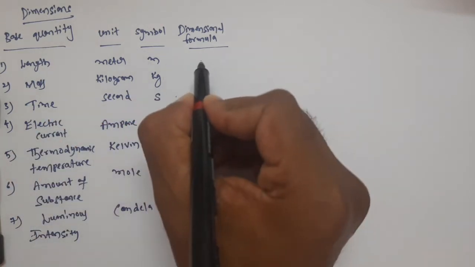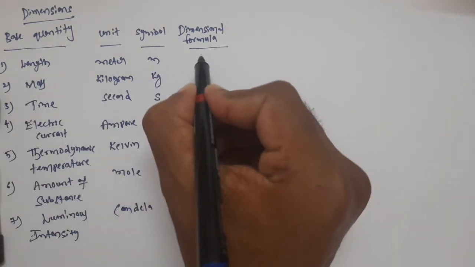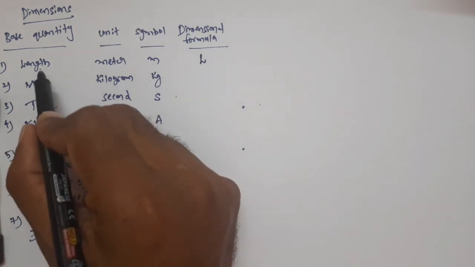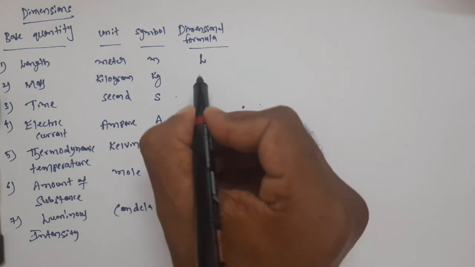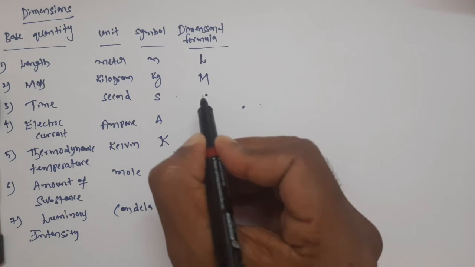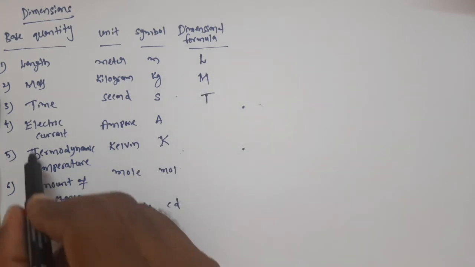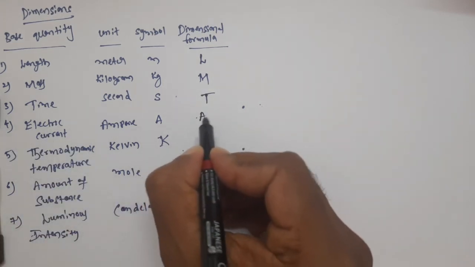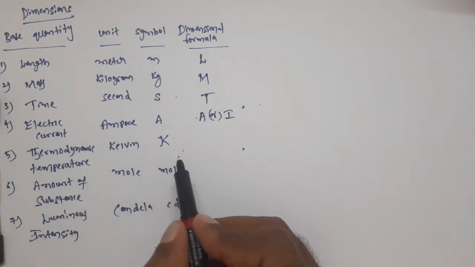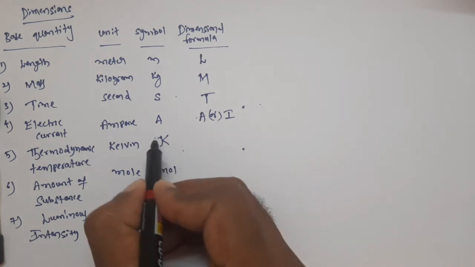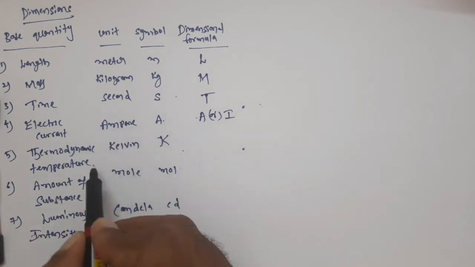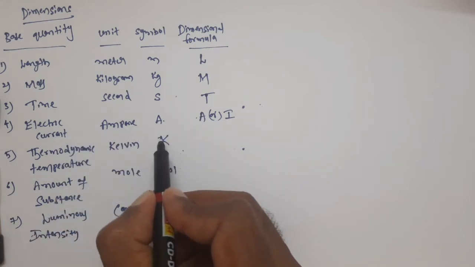For length, what is the starting letter? L. The dimension formula for length is L. The dimensional formula for mass is M. The dimensional formula for time is T. The dimensional formula for electric current is, in some books we use A, in some books we also use I. Thermodynamic temperature: remember, the unit is the Kelvin and the symbol is capital K. Again, for ampere we are using capital A, for Kelvin we use capital K, because Kelvin is also a scientist's name.